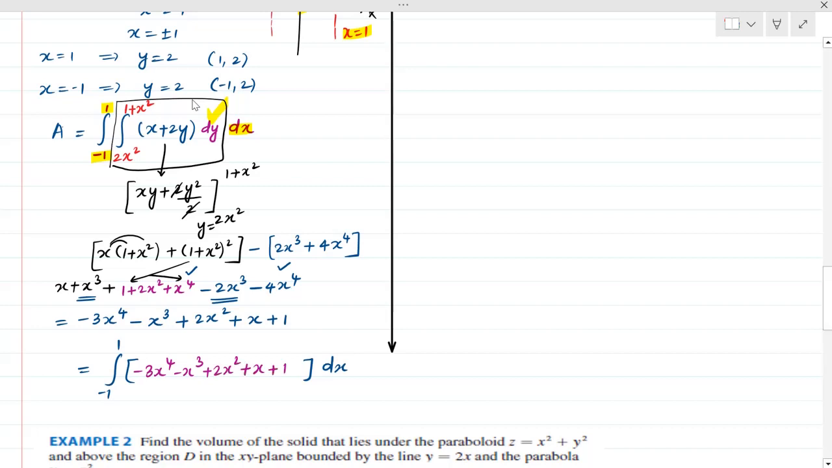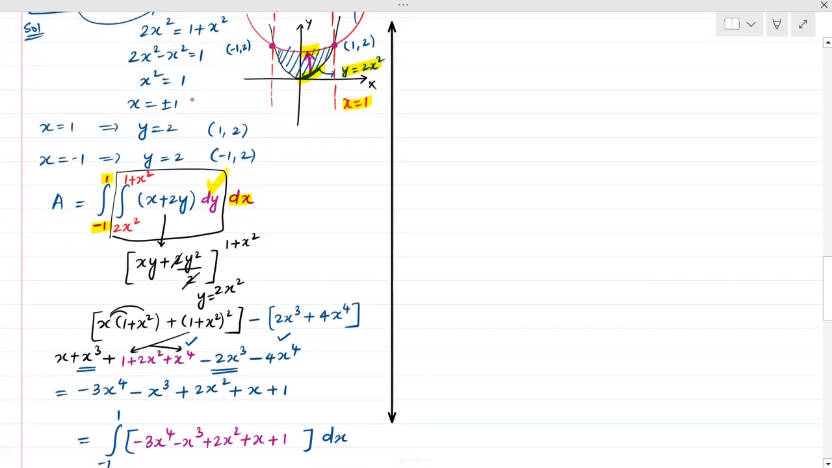Now I have to integrate this one with respect to x. So what is the integration here? So this one, it becomes minus 3x power 5 over 5, right? Then minus x power 4 over 4. Next, it becomes plus 2x power 3 over 3. Then plus 2x square over 2 plus 1 integration, it becomes x. The limit is minus 1 to plus 1.